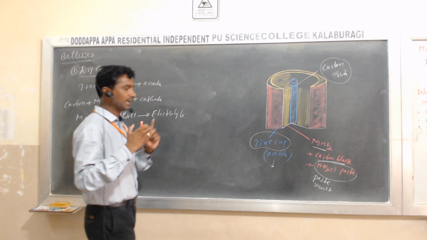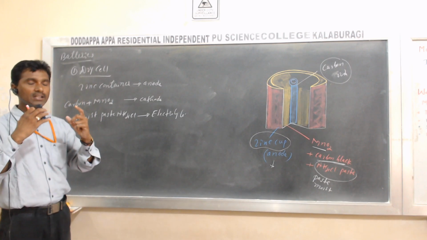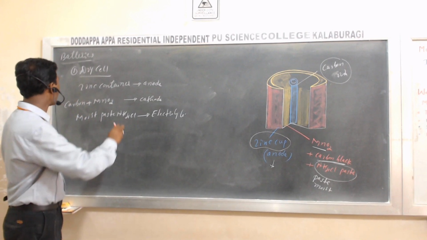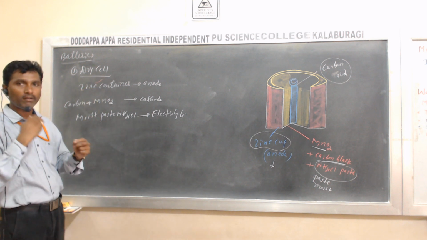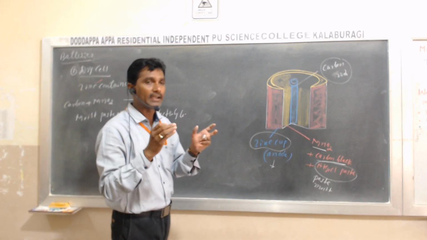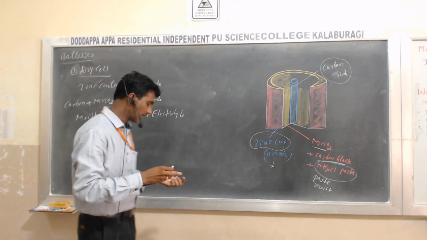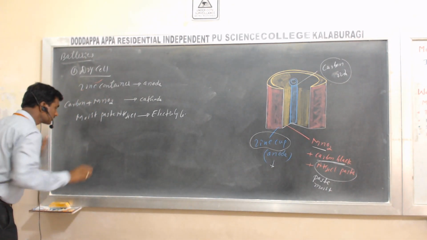NH4Cl is the electrolyte. When the cell starts working, which is the anode? The zinc. Zinc possesses electrons. It gives Zn2+, it dissolves, and it transfers electrons. First you have to write down the anodic reaction.